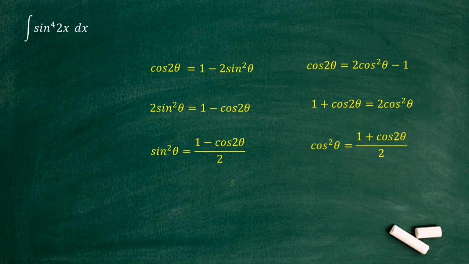Sine to the power of 4, 2x can be written as sine squared 2x, perfect square. Then using the above equation, we can simplify this integral. Clear? Let's jump into the question.